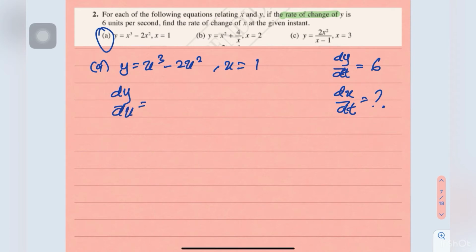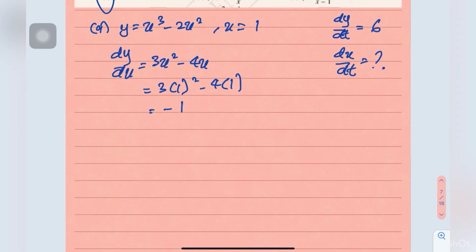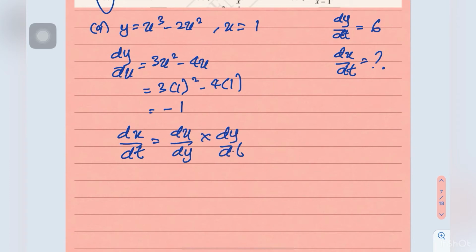Okay, so we differentiate with respect to x. We get 3x squared minus 4x. And we substitute x equals 1. So here we get negative 1. So dy/dx is negative 1. Now you find dx/dt by using the chain rule. dx/dt equals dx/dy times dy/dt.